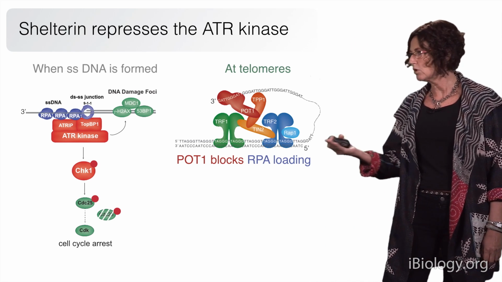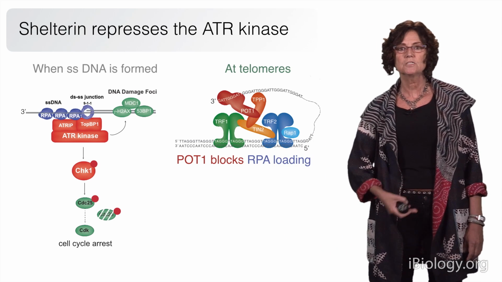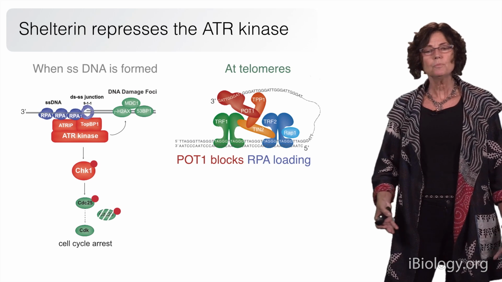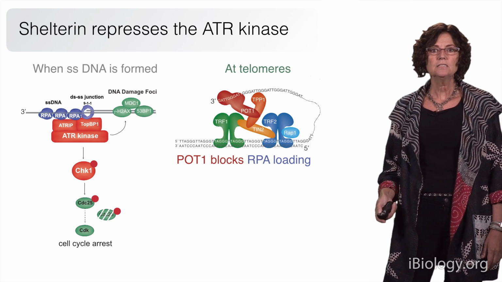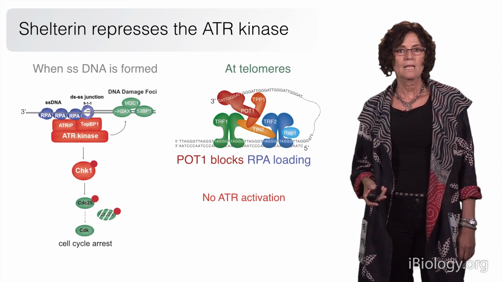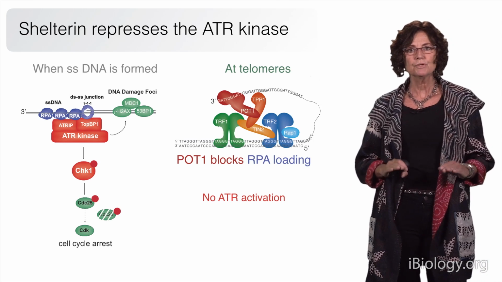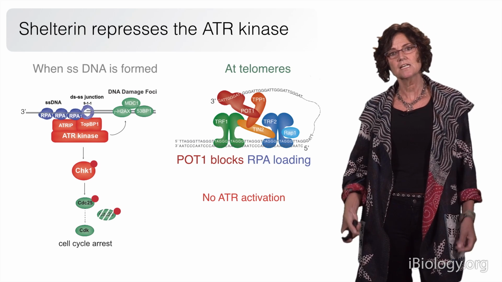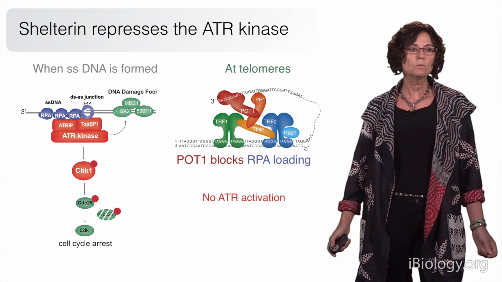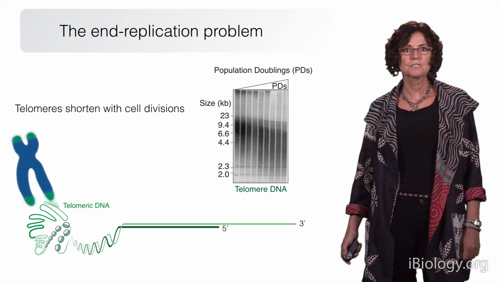So there's not just one POT1 sitting there, but in fact, the whole single-stranded part of the telomere is covered by POT1, and because of that, RPA simply can't bind and therefore will not activate the ATR kinase. So now we've seen how Shelterin has two main tricks by which it prevents the activation of these DNA damage response pathways at telomeres.